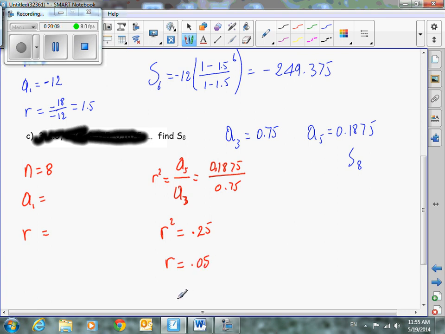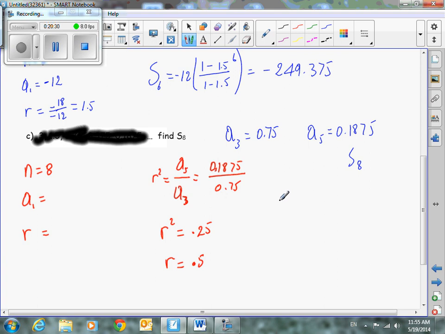So what do you think R is? 0.05? 0.5. Yeah, it's 0.5. Okay, 0.5. Let's see if we got it right. Actually, that's just R. Let's find A1 now.